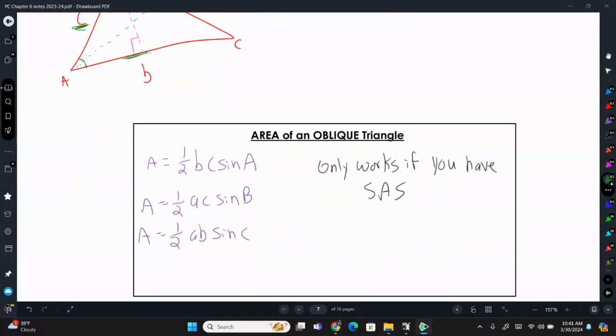And then if we need to, we can always use law of sines or law of cosines to get some extra information.